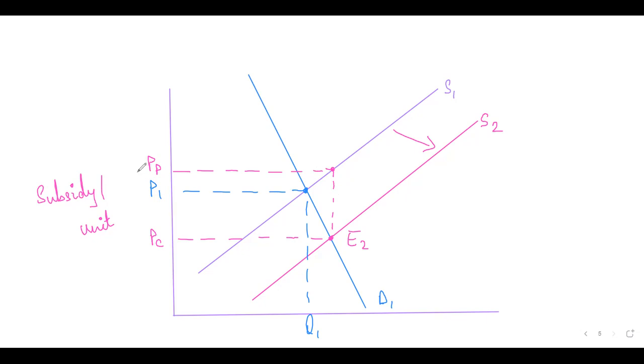Now, this vertical distance between PP and PC: producers are receiving more compensation and consumers are paying less. How is that even possible? How can producers get more price for something for which consumers are paying less? That is because the government is giving a subsidy. Yes or no, right? Now, have a look at this.